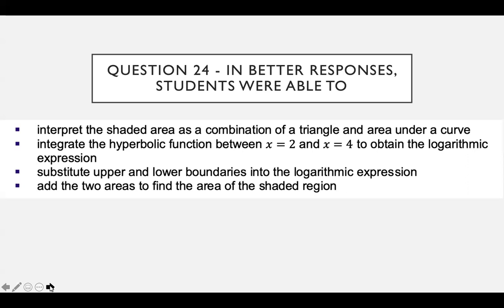Students were able to integrate the hyperbolic function between x equals 2 and x equals 4 to obtain the logarithmic expression, and then to substitute upper and lower boundaries into that logarithmic expression, and then to add the 2 areas in order to find the shaded region. And it was great to see so many students applying their integration skills beautifully in order to complete that question.